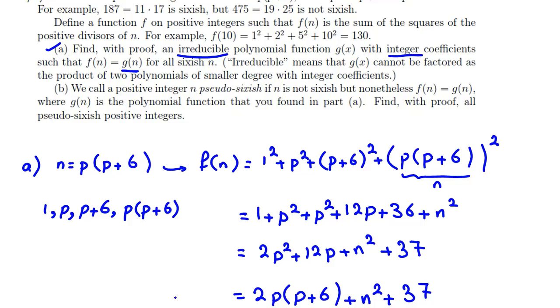Okay, part B. We call a positive integer n pseudo-six-ish if n is not six-ish, but nonetheless f of n equals g of n, where g of n is the polynomial function that you found in part A. Find with proof all pseudo-six-ish positive integers.